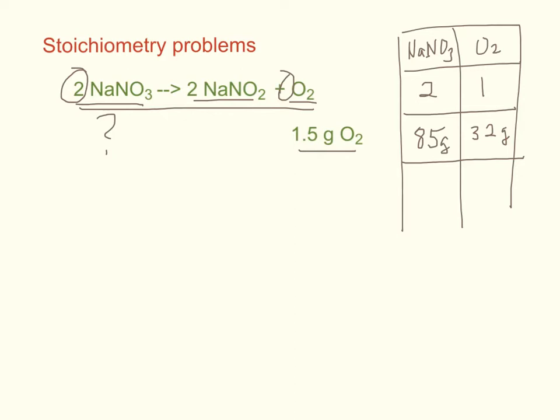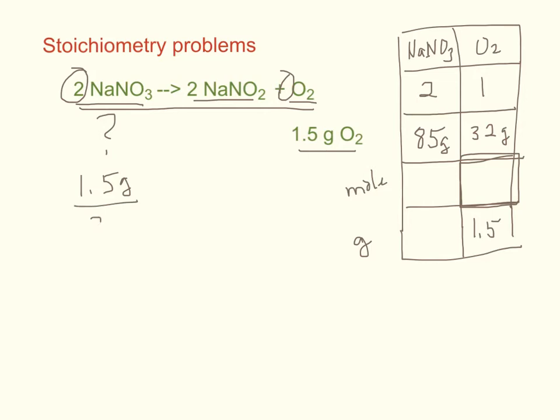And then the last 2 blocks on your little table refer to the moles that you are working with in this problem and the grams that you are working with. And so we know we've got 1.5 grams of oxygen, and so the first thing we want to figure out is moles, because you always have to go through the moles. So if we've got 1.5 grams and we know that our molar mass is 32 grams per mole, we can do a math calculation to figure out that we've got 0.0469 moles of oxygen.